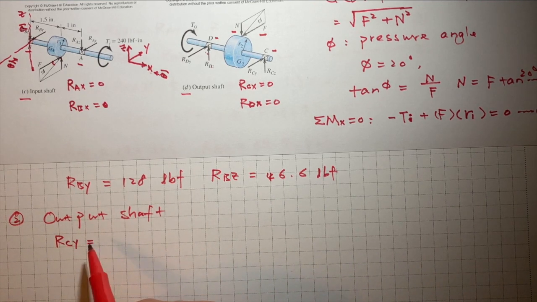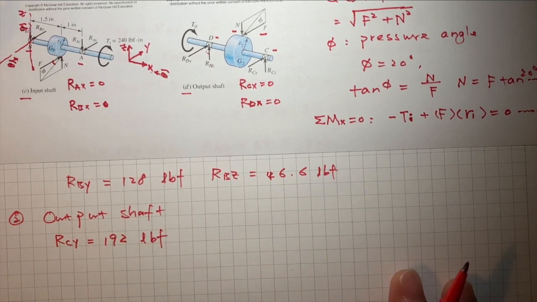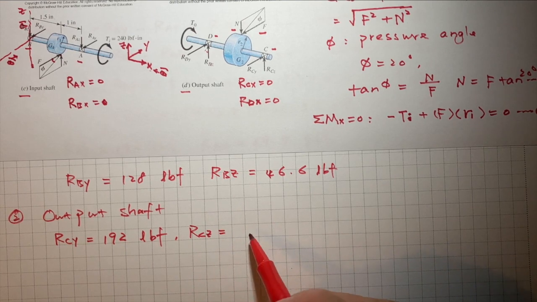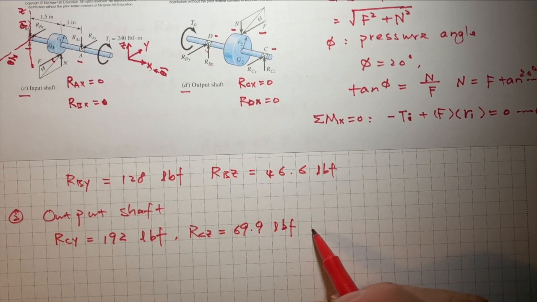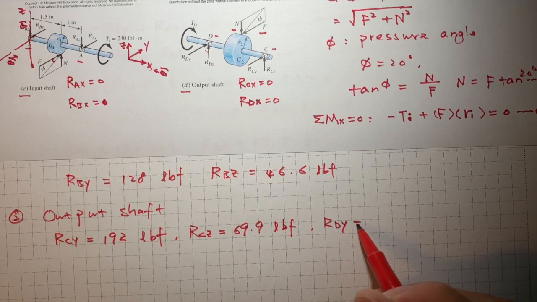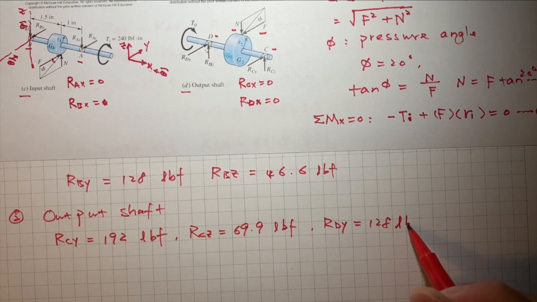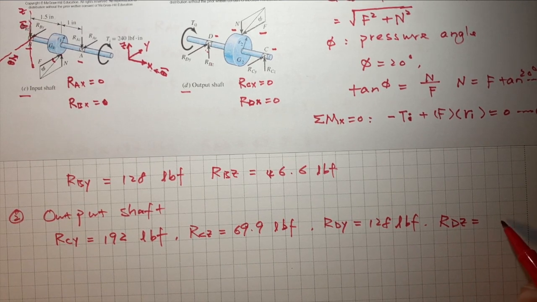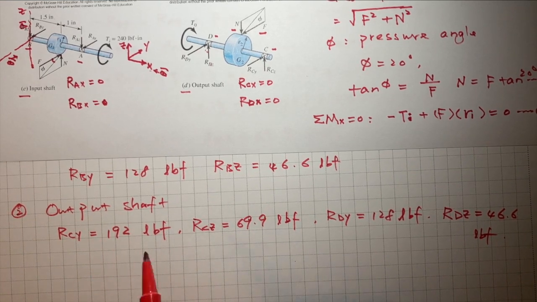Cy equals 192 pounds force, and Cz equals 69.9 pounds force. And Dy equals 128 pounds force, and Dz equals 46.6 pounds force. Anyway, four equations, four unknowns. Practice your statics.